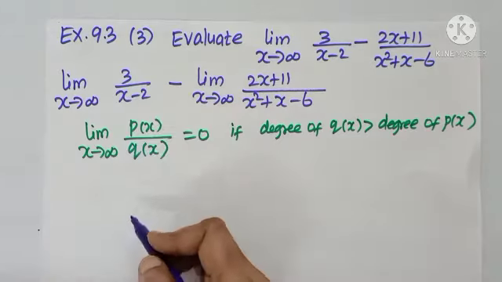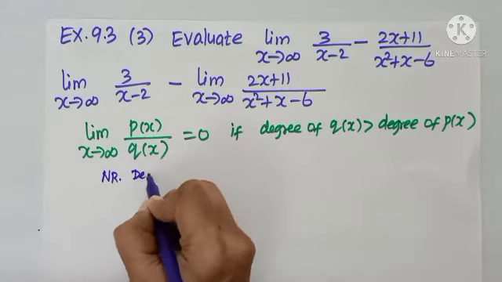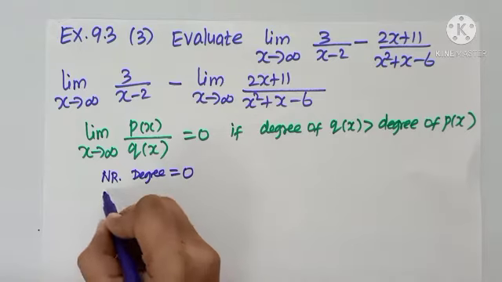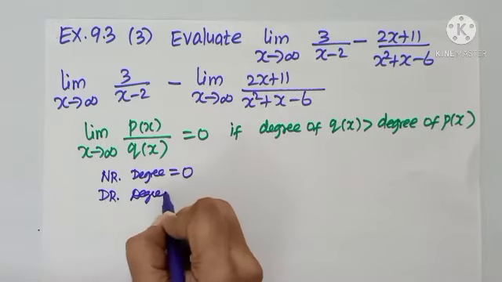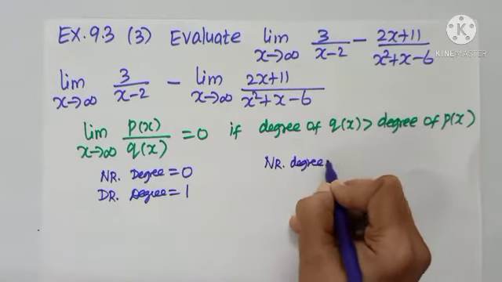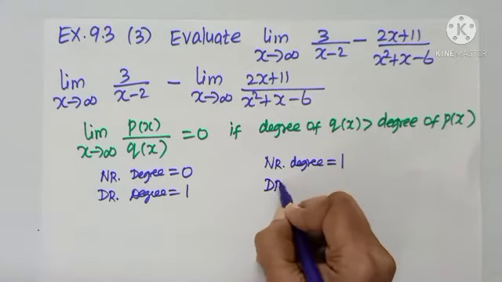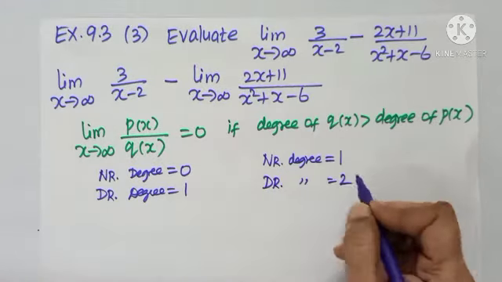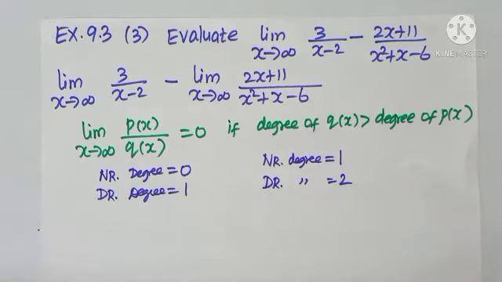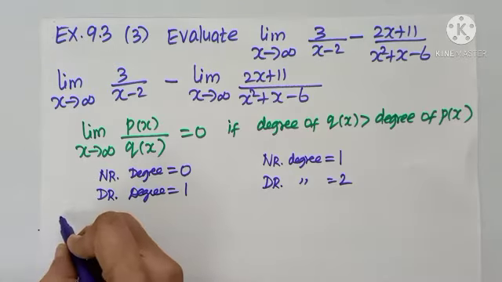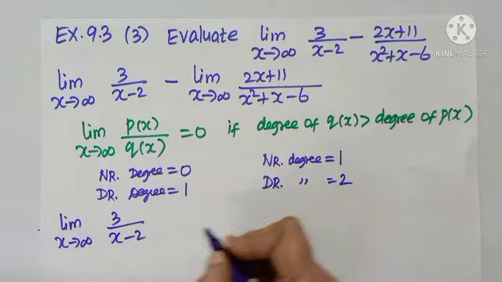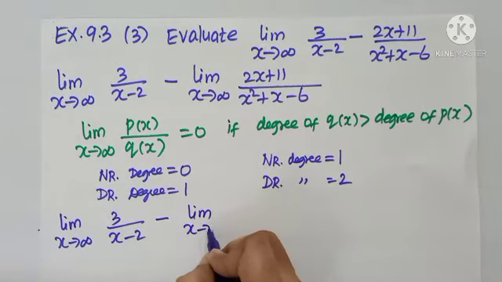In this problem, the numerator degree is 0, isn't it? Because it's a constant, which has degree 0. The denominator degree is 1. For the second term, the numerator degree is 1 and the denominator degree is 2. Here the power is 1, so degree 1. Here the power is 2, so degree is 2. Therefore, both the answers will become 0, because in both cases the denominator degree is more.